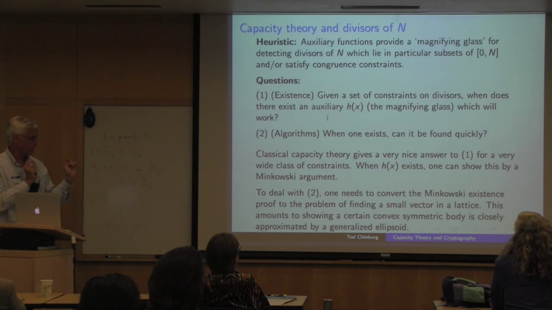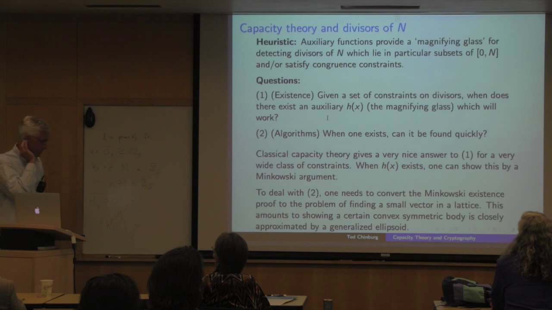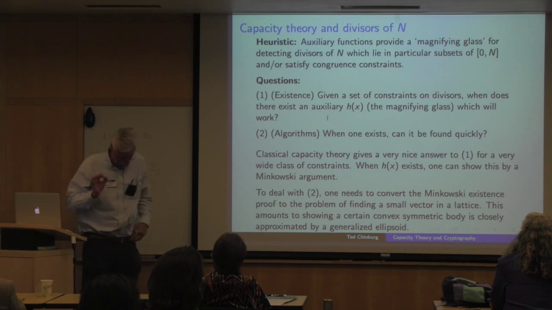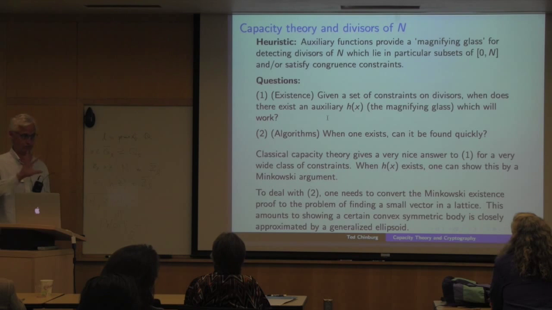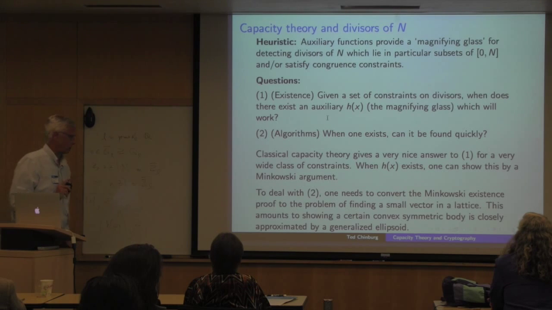The next question, though, as you're asking, is: suppose that the algorithm for existence says yes, there is a rational function that does what you want. We'll magnify this set of constraints. How quickly can you find it? And that's a harder problem.